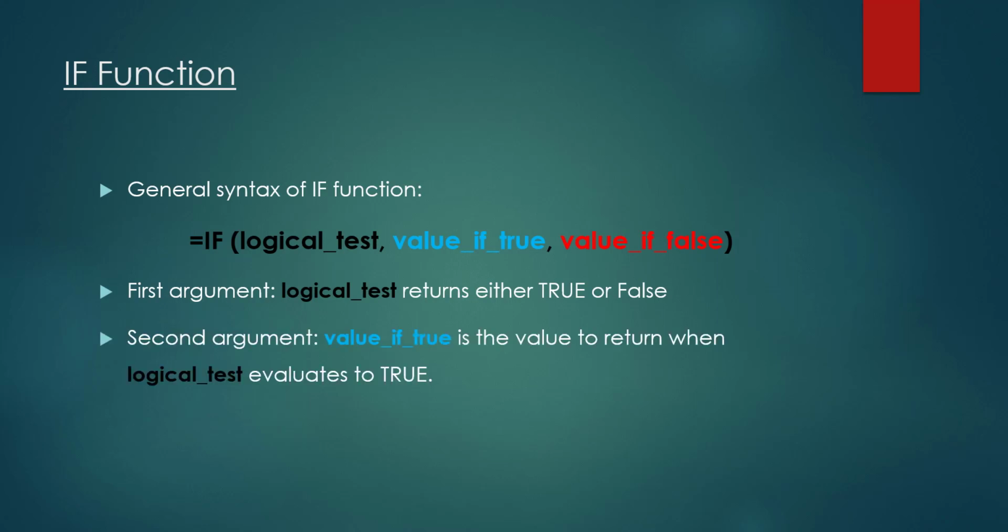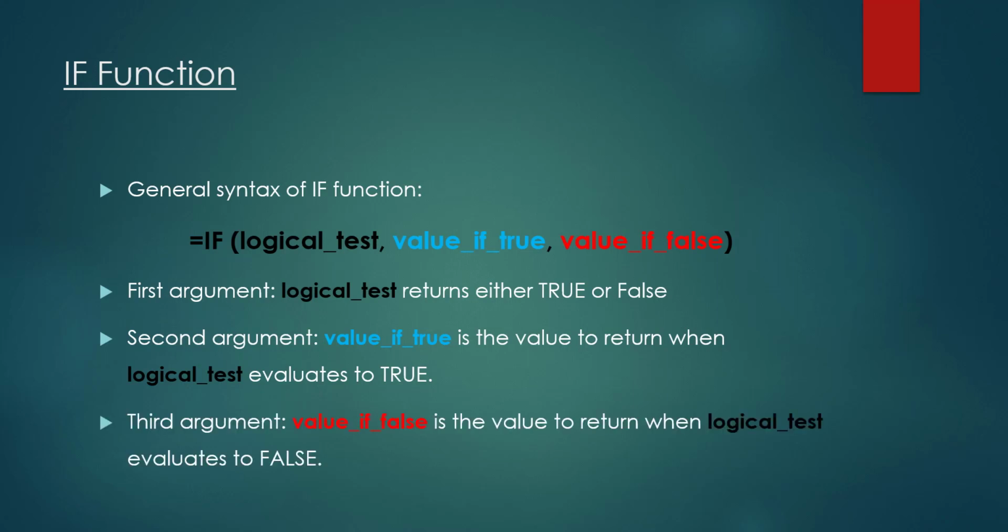Now the second argument, called value if true, is the value to return when the logical test, which is the first argument, evaluates to true. This is the value that the cell in Excel will display if the logical test returns a true value. Now the third argument, called value if false, is the value to return when the logical test, which is the first argument, returns false.